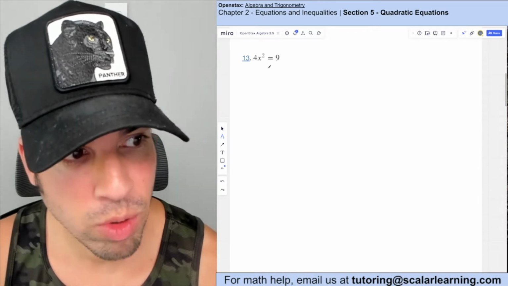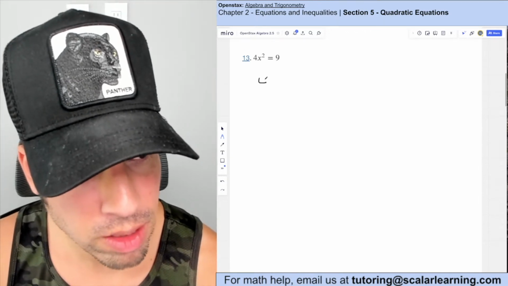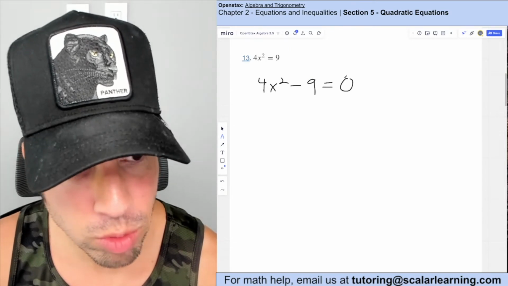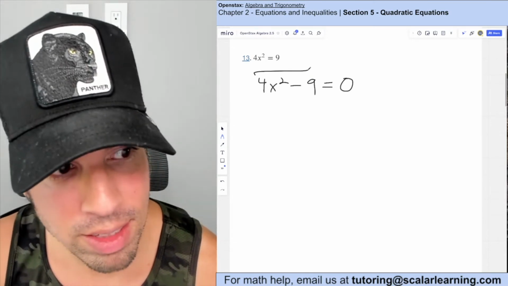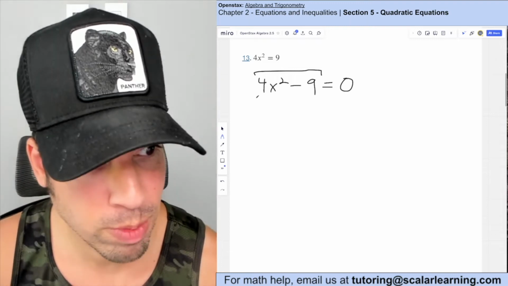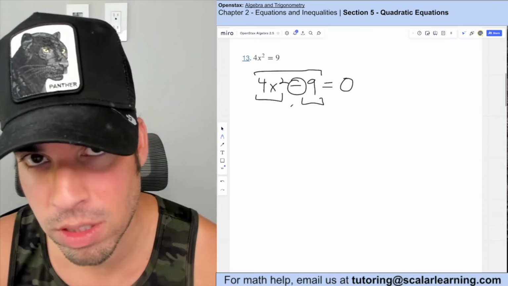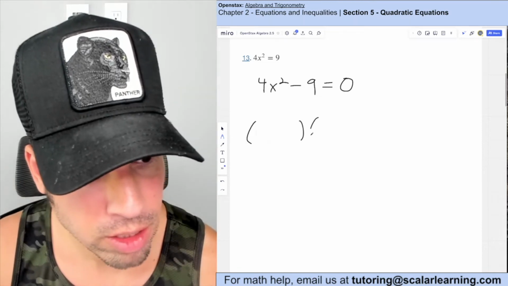So for this one, once again, we're asked to solve by factoring. So we're going to follow the same protocol. We're going to subtract 9 from both sides and set everything equal to 0. Now, what you'll notice is this is a difference of squares, which means this is a perfect square and this is a perfect square, and it's subtraction, meaning difference. As such, we're going to factor it as follows.